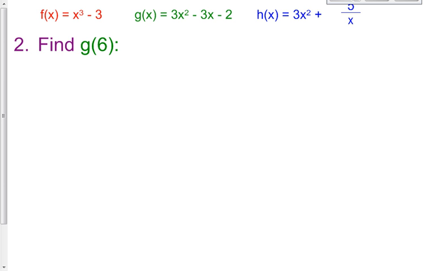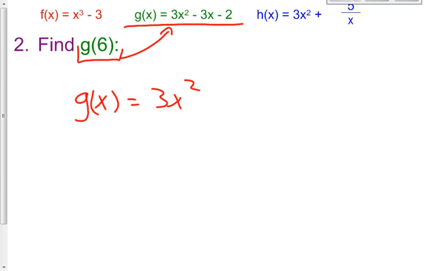All right, so for number 2, g of 6. Hopefully you say, well, that g tells us what machine to put it into, or what function to put it into. We're going to put it into the g of x function. So now, instead of g of x equaling 3x squared minus 3x minus 2, you're now going to say g of 6. The 6 is going into that g function.